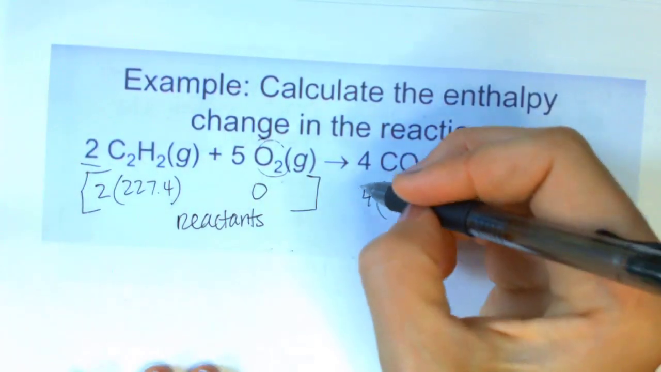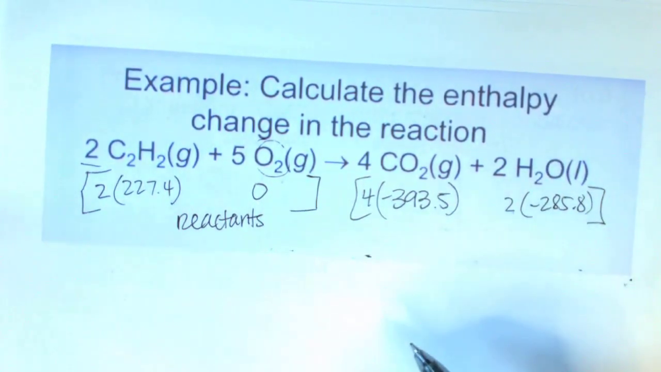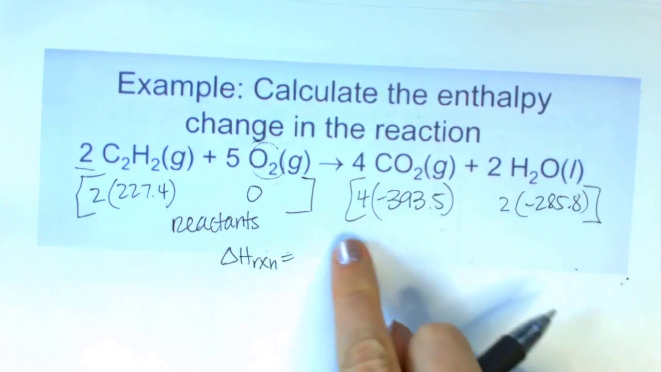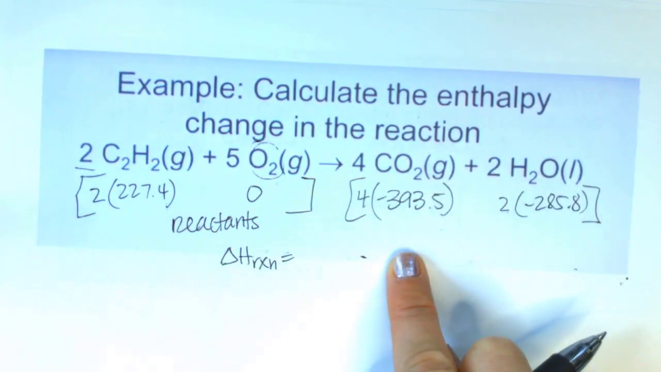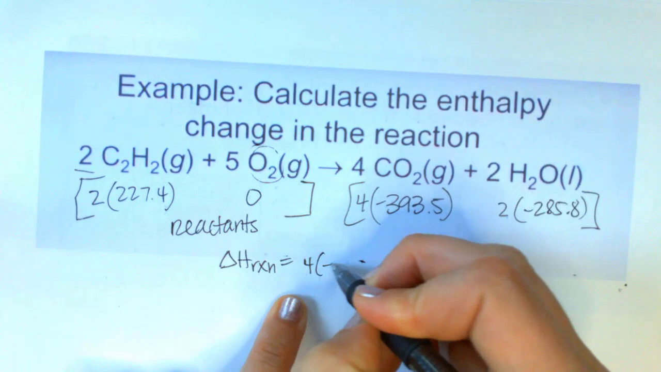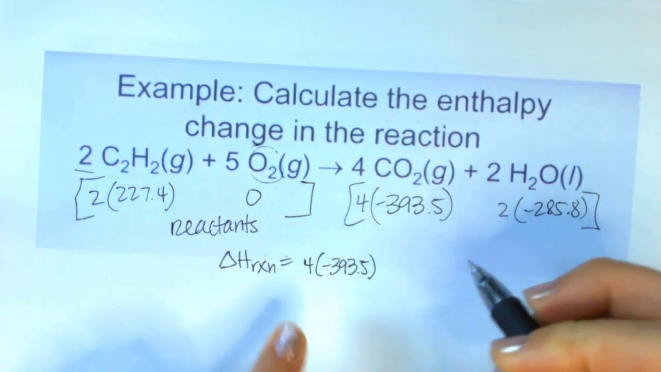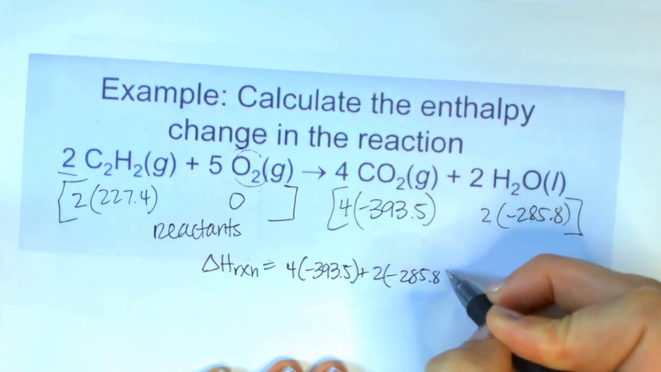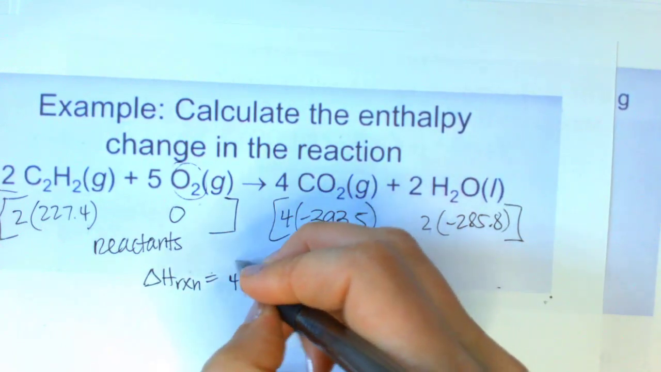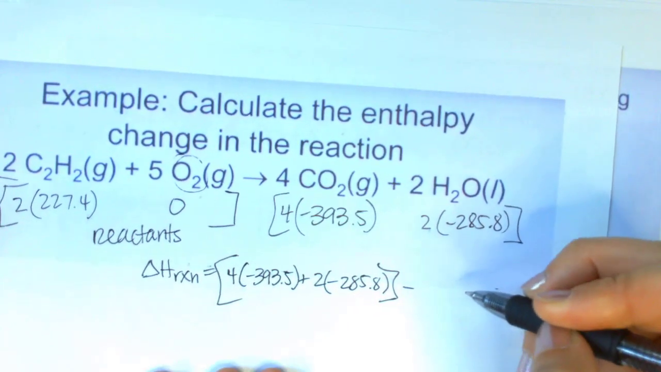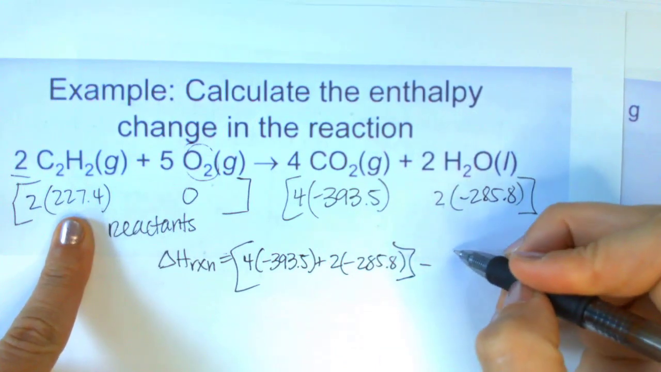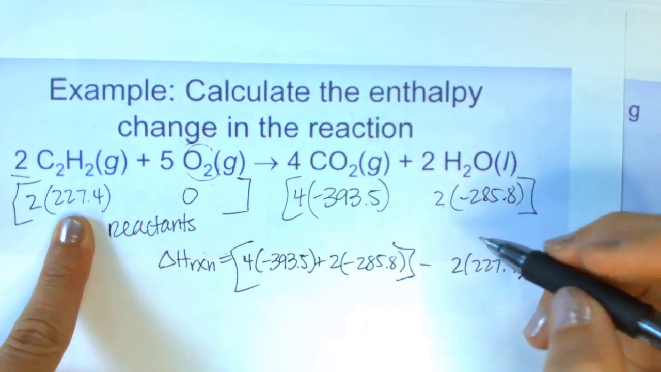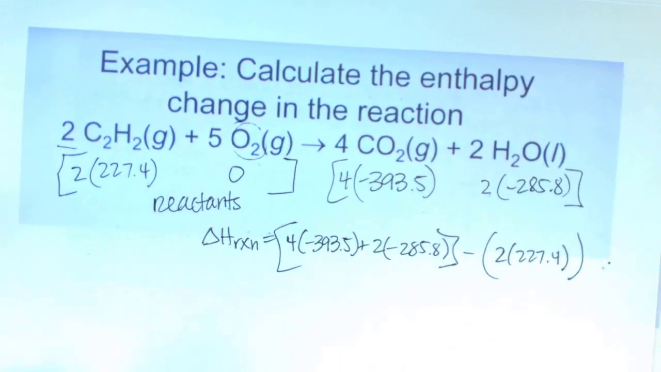Now I just need to combine these to find the heat of the reaction. I need to do my products. So let's do 4 times negative 393.5 plus 2 times negative 285.8. I'm going to do that first, and I'm going to subtract my reactants, which is going to be 2 times 227.4. Okay, let's plug this in.